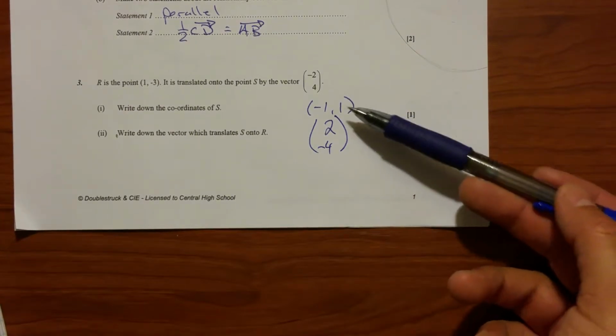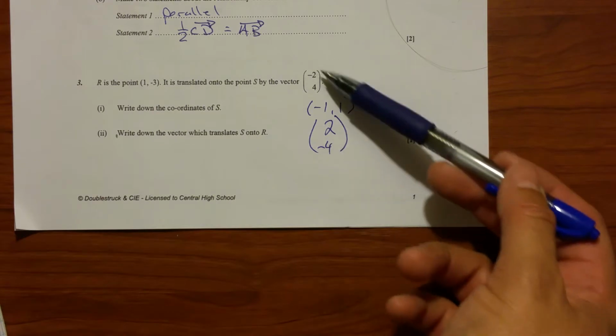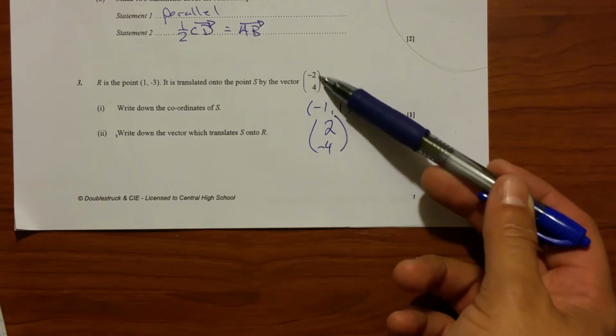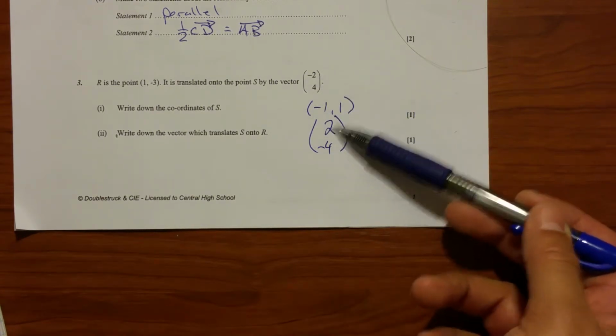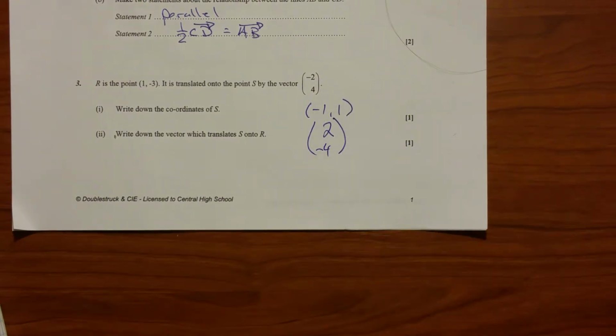If you look at the relationship between this and this, it is just going to be the opposite. The negative starting out there becomes a positive, and the positive 4 turns into a negative 4. So it is the opposite direction.